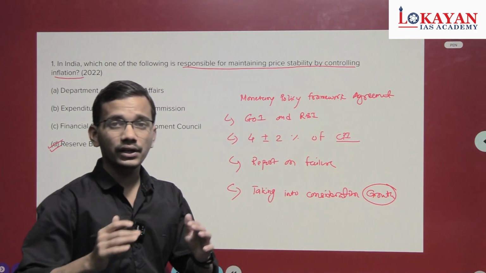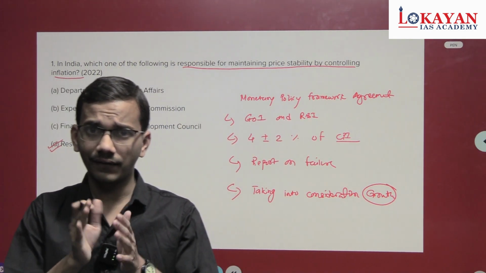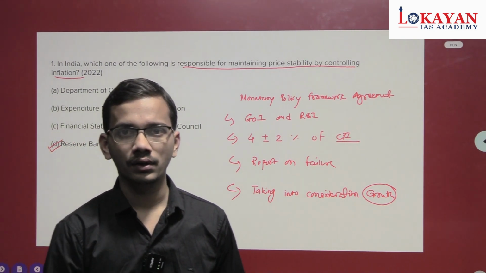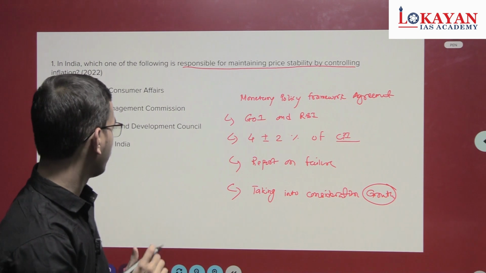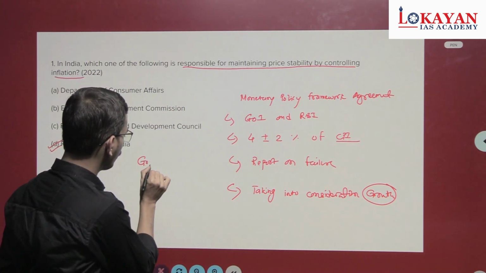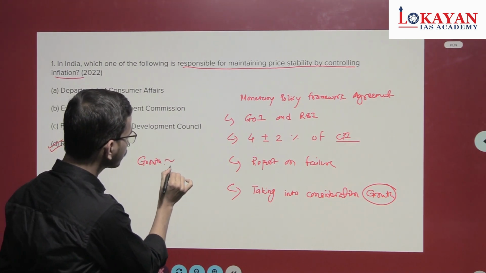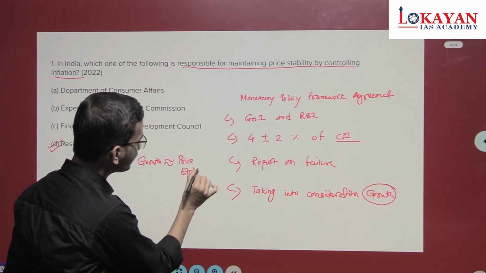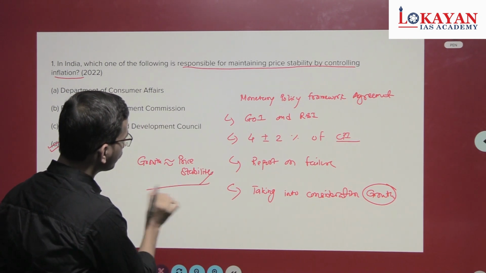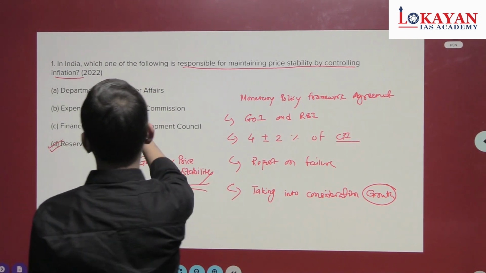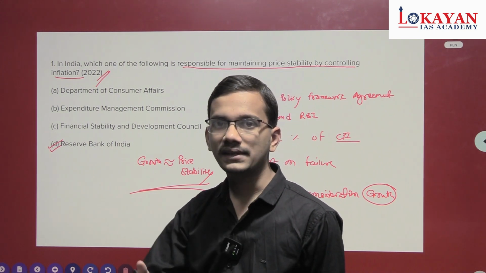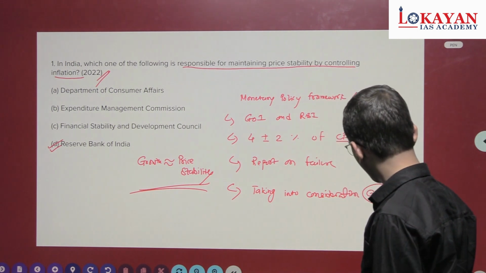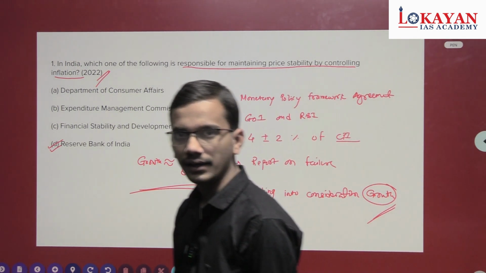So RBI shouldn't merely target inflation. It has to take into consideration growth and price stability. This question was asked in 2022. So UPSC can extend its theme in upcoming prelim examination. That's why we discuss all these things. Okay, let's move to next question.